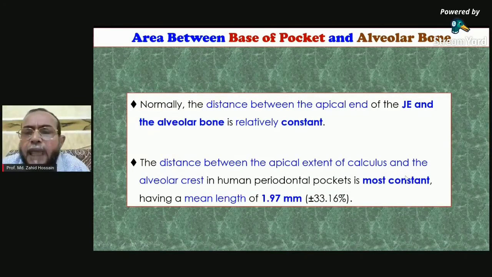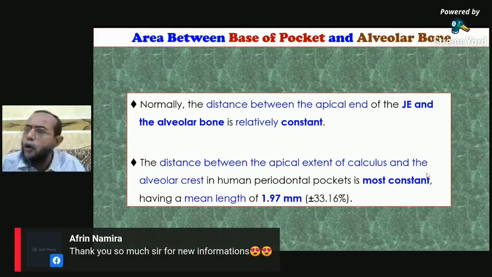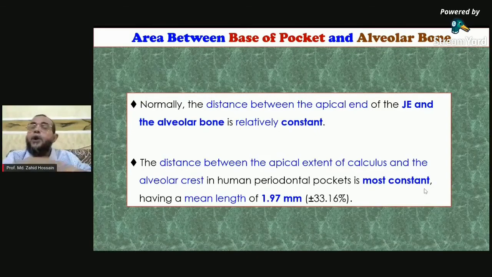Even in periodontal disease, if there is a loss of tissue, you will find that the distance between the apical extent of calculus and the alveolar crest in human periodontal pockets is most constant. Remember, very important, very interesting point. Tissue loss is there, but the distance from the base of the calculus to the alveolar crest is constant. Almost 1.97 millimeter.